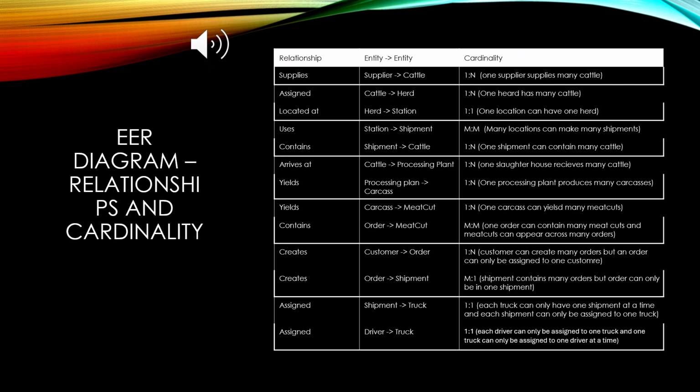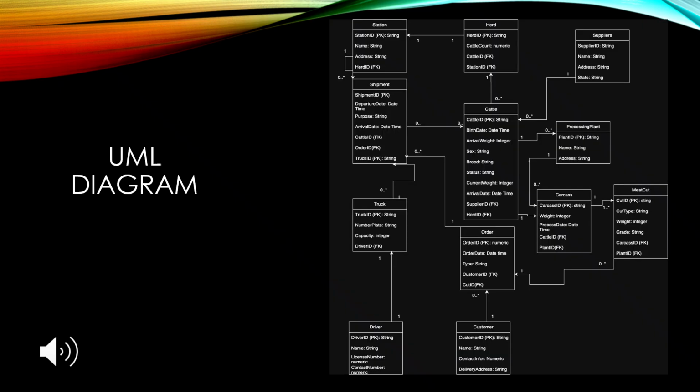The shipment is then assigned to a truck, which is a one-to-one. Each truck can only have one shipment at a time, and each shipment can only be assigned to one truck. The driver then is assigned to a truck, which is also a one-to-one, as each driver can only be assigned to one truck at a time, and one truck can only be assigned to one driver at a time. This is the UML diagram for our assessment task. We'll go into that in a little bit more detail in the next slide.